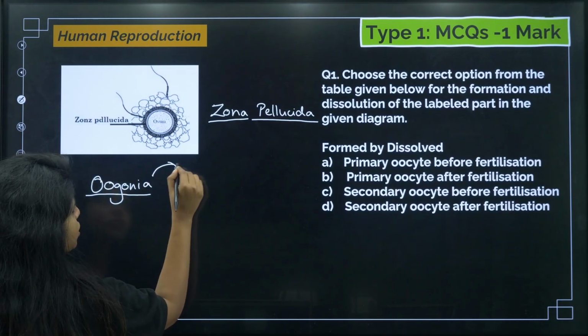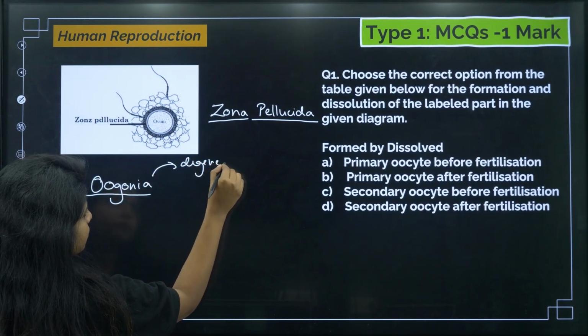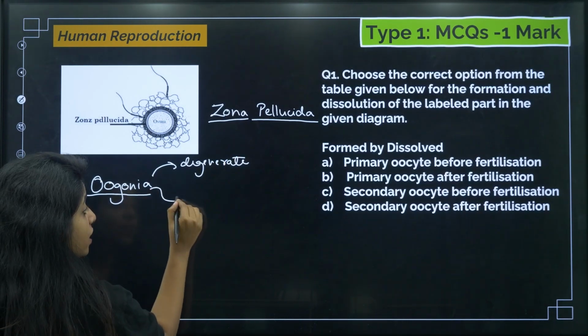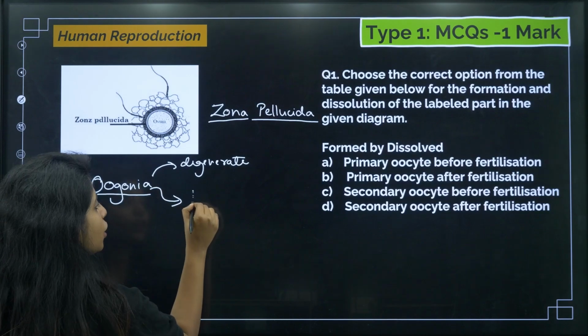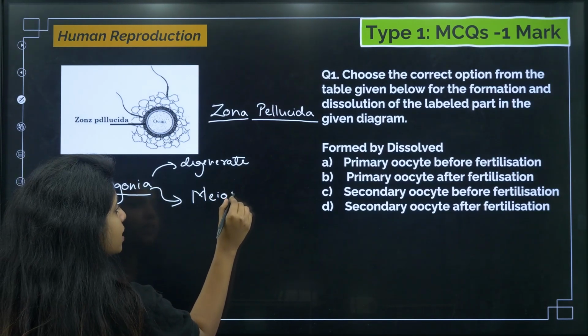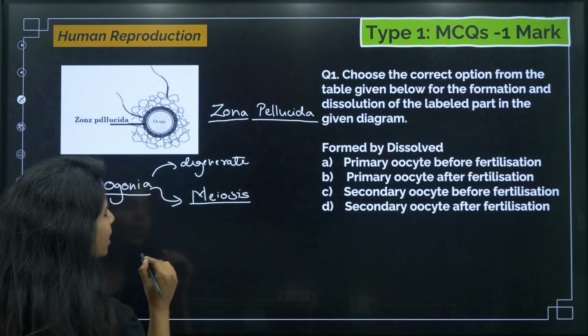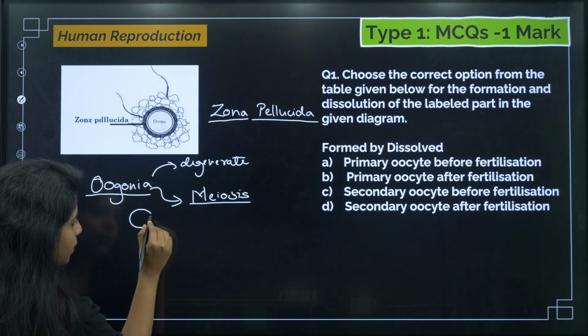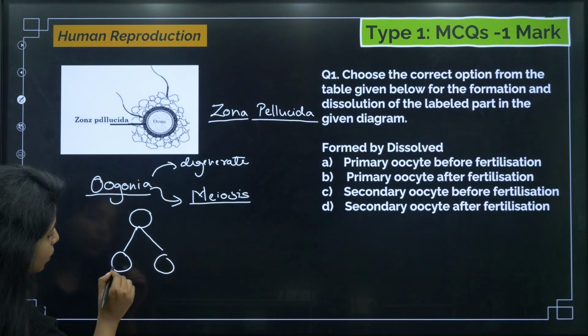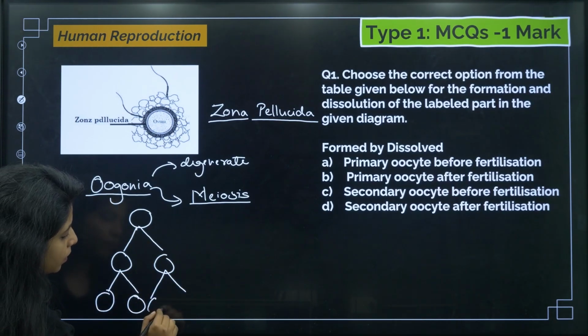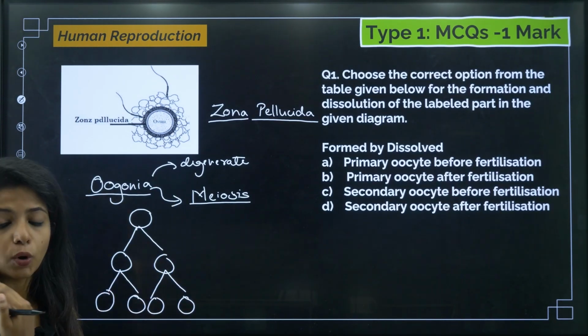From them, some degenerate, they just die off, and the rest of the cells want to become ovum. So they start undergoing a type of cell division which is known as meiosis. And what exactly happens in meiosis? Suppose this is a cell, this cell will divide into two. Again, the daughter cells will also divide into two. And now we say that the meiosis has got completed.